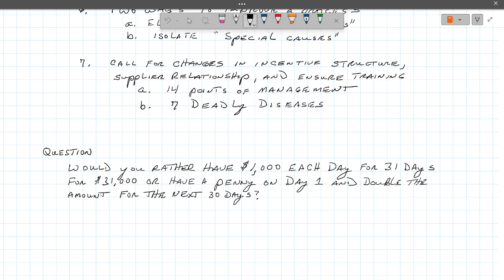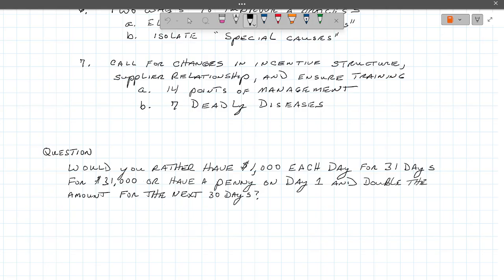This is actually a quote, a question from one of my graduate professors, Farzad Moody. He really explained quality control to me after I got out of the industry and realized that I thought I understood quality control. He started explaining things better. Would you rather have $1,000 a day for 31 days, so you get $31,000 when you're all done, or have a penny on day 1 and double for the next 30 days?